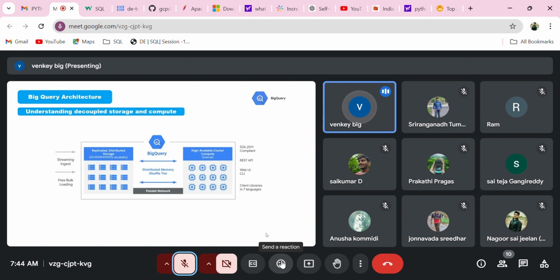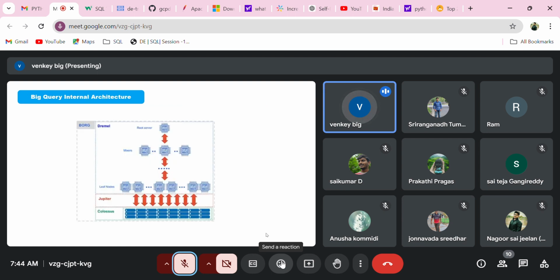Your data will be stored in BigQuery's proprietary storage layer called Colossus. Okay, Colossus is the BigQuery storage layer, Dremel is the execution engine, and the connection between Dremel and Colossus is Jupiter. Okay, so inside the Dremel execution framework, it has its own compute architecture.